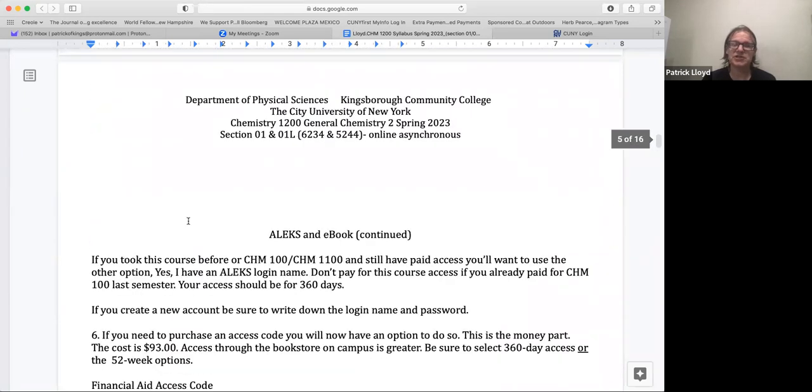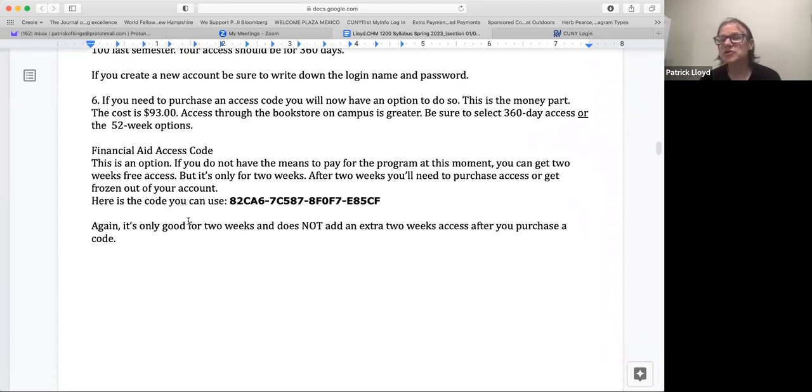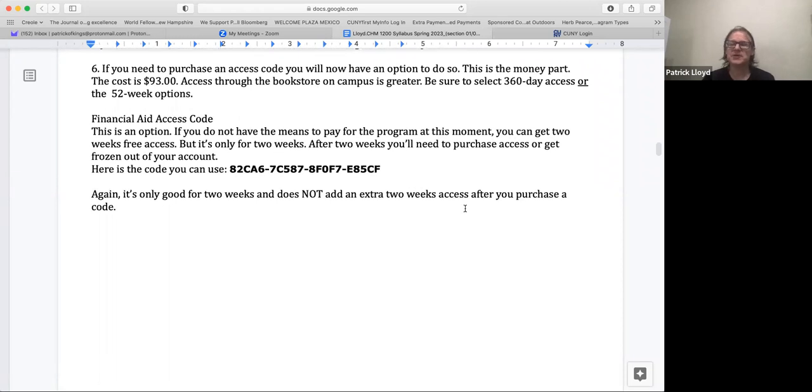Okay, again, these are details for how to do the ALEX. If you haven't purchased it yet and you need some time to get the money up to buy it, then what you can do is request a financial aid access code. That code's right here. You can just put this in as the payment code, and that will give you 2 weeks of access until you can get the money together. Notice it doesn't add an extra 2 weeks at the end. It just allows you to delay the purchase by 2 weeks.